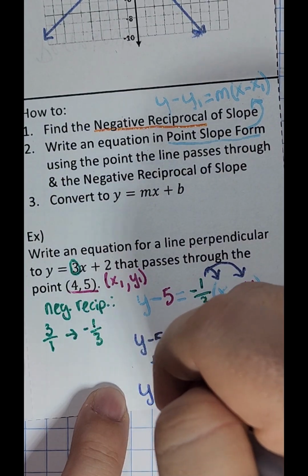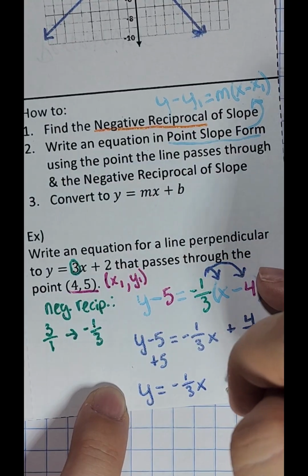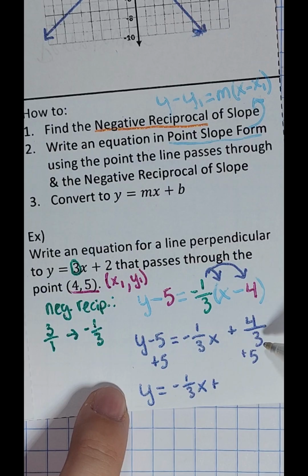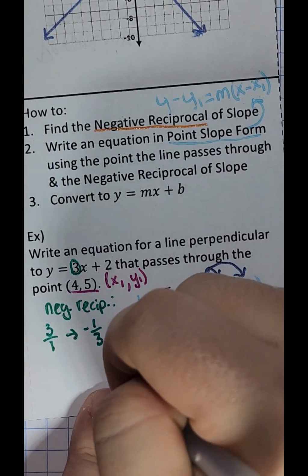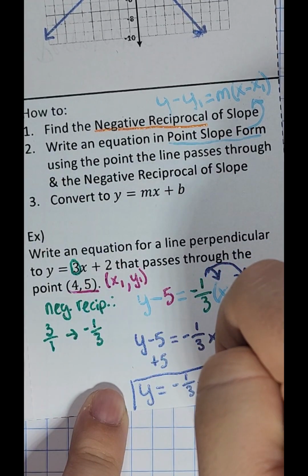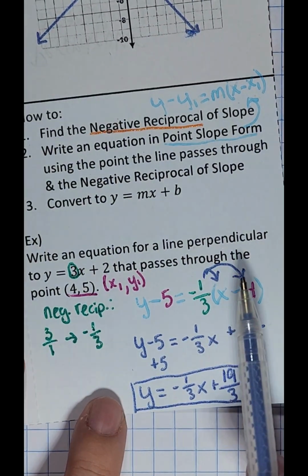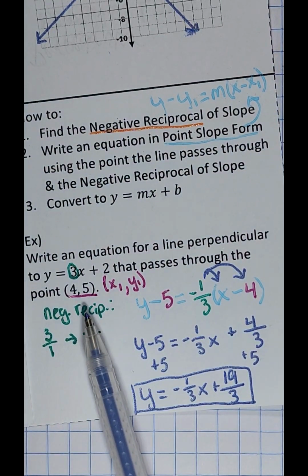So we have y is equal to negative 1/3 x. Then we have 4/3 plus 5. We need to convert 5 to be in thirds in order to add these fractions. 5 times 3 is 15, so 5 is 15/3. So 15 plus 4 gives us 19, and we're still over 3. This equation right here is our equation for the line that is perpendicular to y equals 3x plus 2 and passes through the point 4, 5.